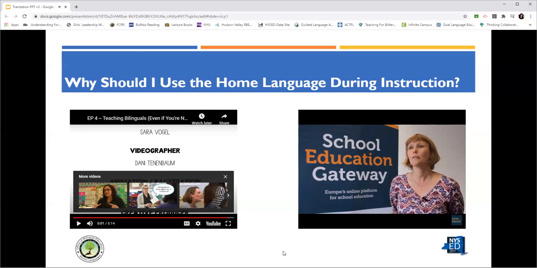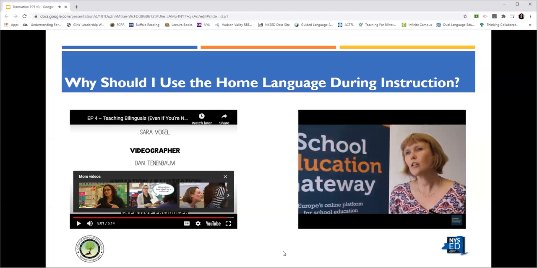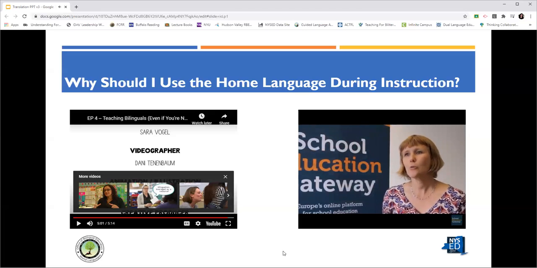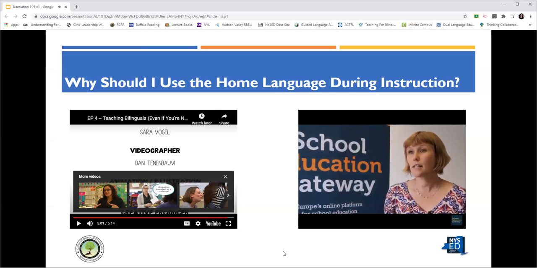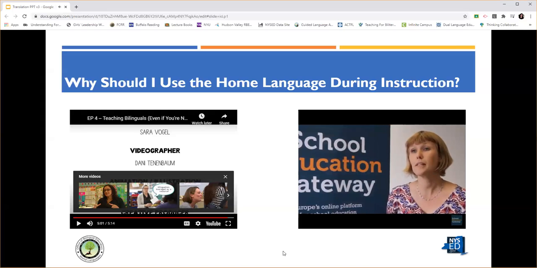We can include both. And if we forbid home languages, we make it so much more difficult for a newly arrived migrant child to participate meaningfully in the school community. And language learning is much more likely to occur when a child feels integrated and appreciated and as a meaningful member of the school community.